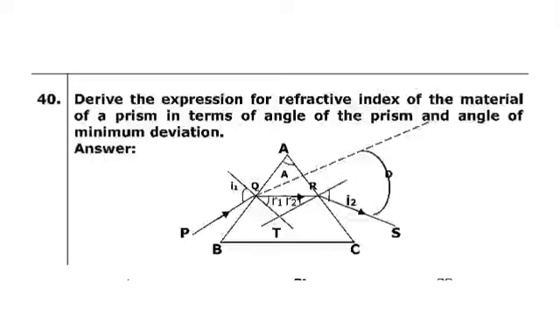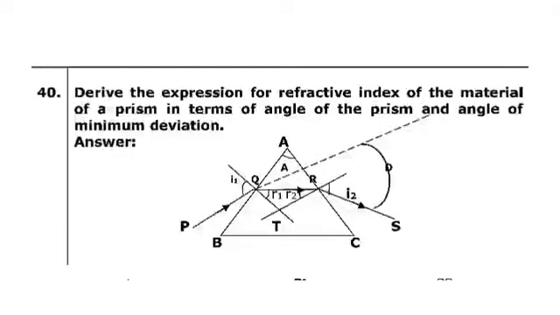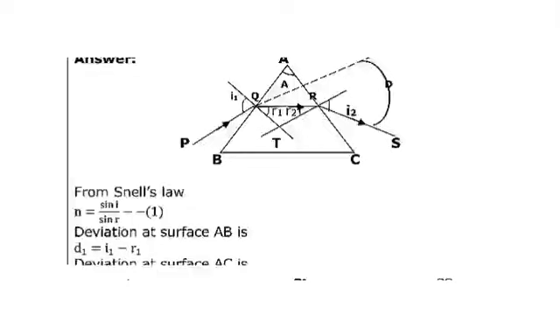40. Derive the expression for refractive index of the material of a prism in terms of angle of the prism and angle of minimum deviation. First we have to draw the diagram. Then we have to explain that diagram. After explanation, okay, let us start the derivation. First let us consider Snell's law. We know that n is equal to sin i by sin r. Consider this one as equation 1.